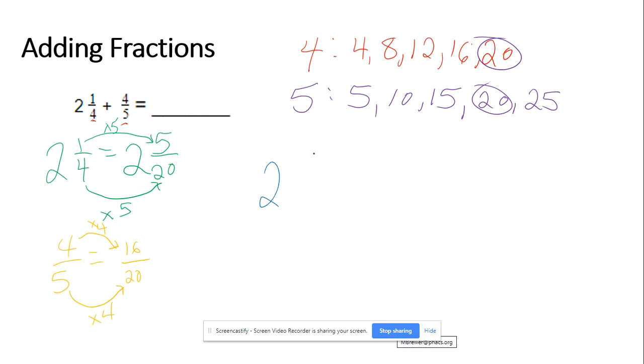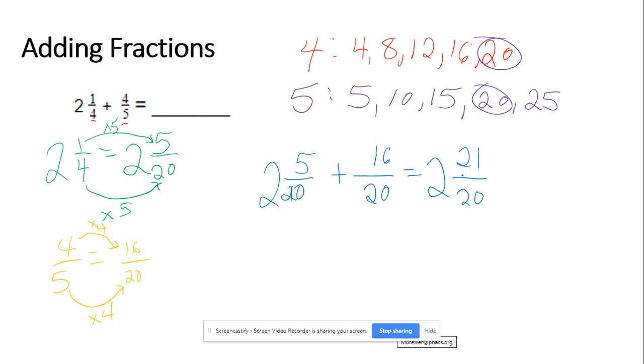Let's add 2 and 5/20, which we got right here, and we're going to add that to 16/20. Always start by adding the fractions first. 5/20 plus 16/20 is 21/20. And remember, if there's no whole number in front, that just means there's no ones, so it's 0. 2 plus 0 is 2. So we have 2 and 21/20.